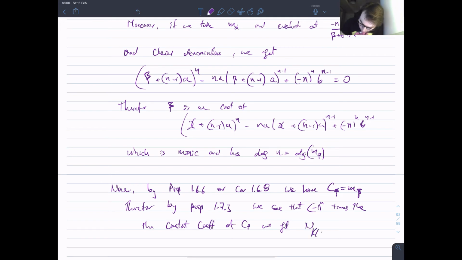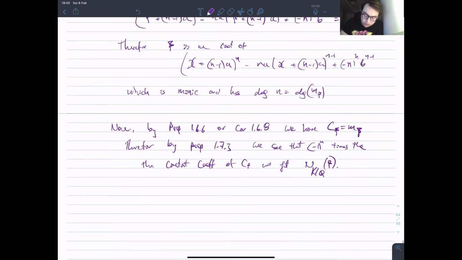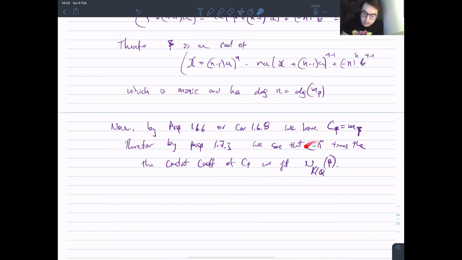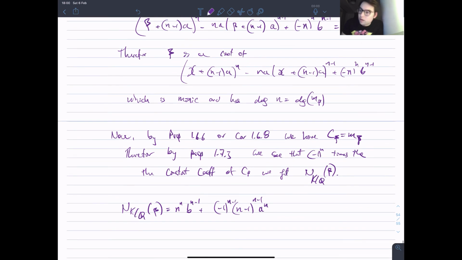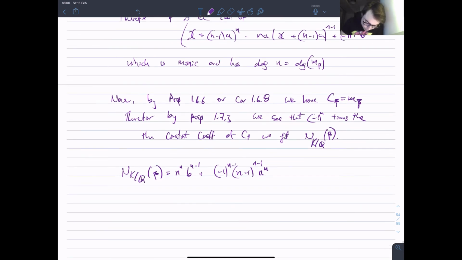the norm K to Q of beta. This is what this proposition tells you, that the constant coefficient has something to do with the norm, and once you fix the sign, then it's exactly what the norm is. So we get, this is the constant coefficient of this thing, so we get n to the n, b to the n minus 1, plus minus 1 to the n minus 1. This expression. So now we know what the norm of beta is. And now just plug it in to the previous result, and we get the result. So this gives the result.